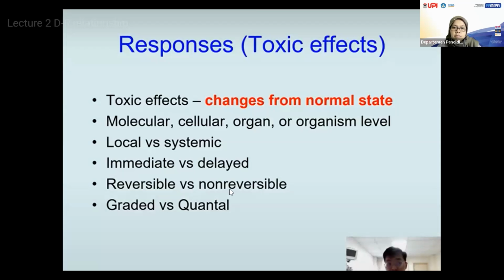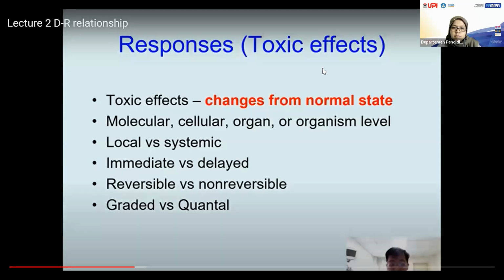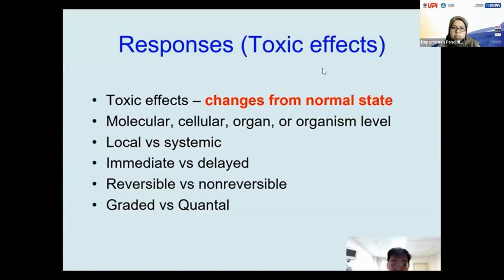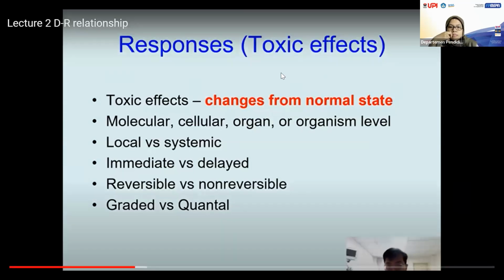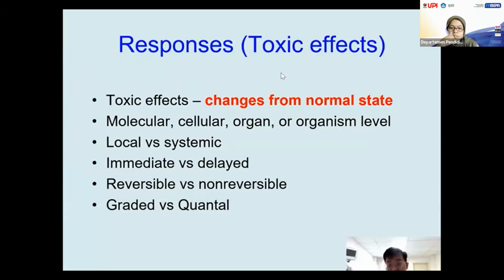For example, when a drug has been introduced to your body, the drug will travel to the target organ. This is what we call systemic. Local means it is at a particular exposure area. Then we have immediate or delayed, acute, chronic or subchronic, reversible versus non-reversible effect, and graded versus quantal.